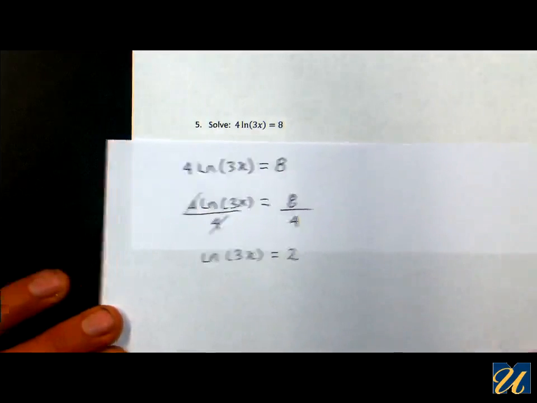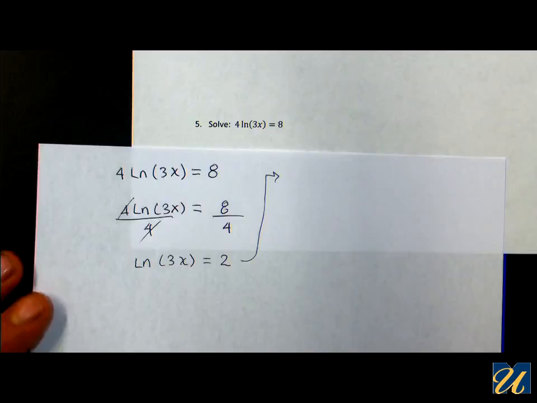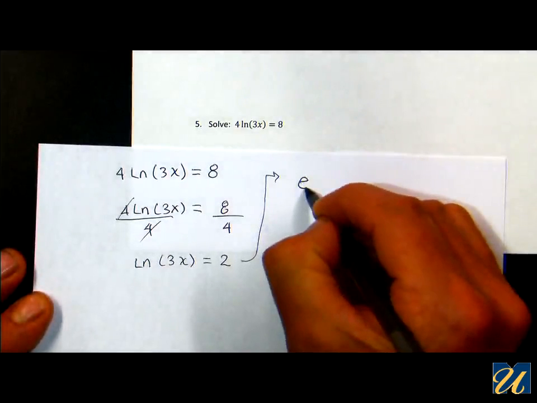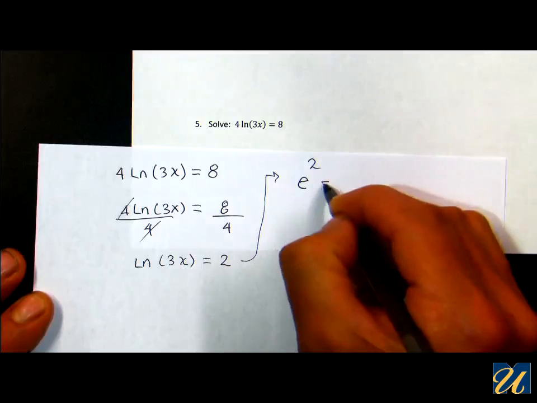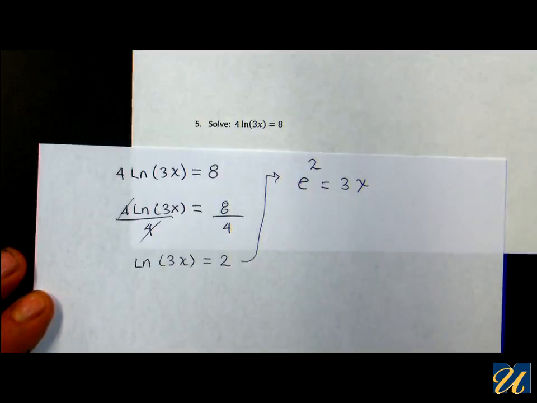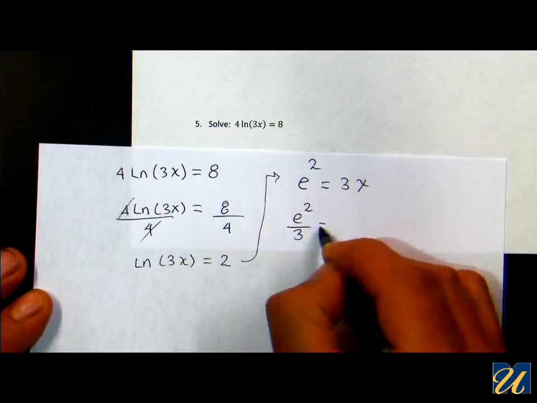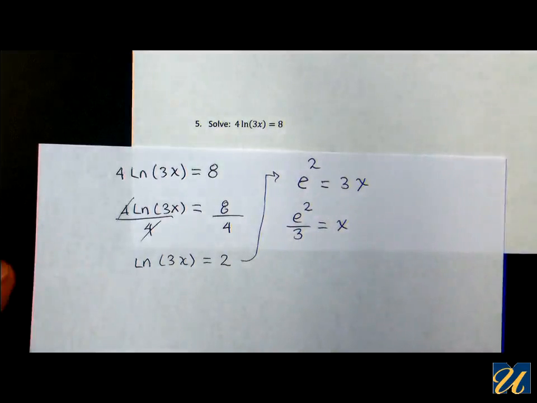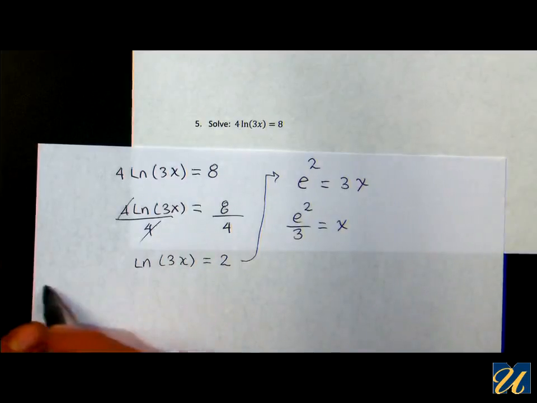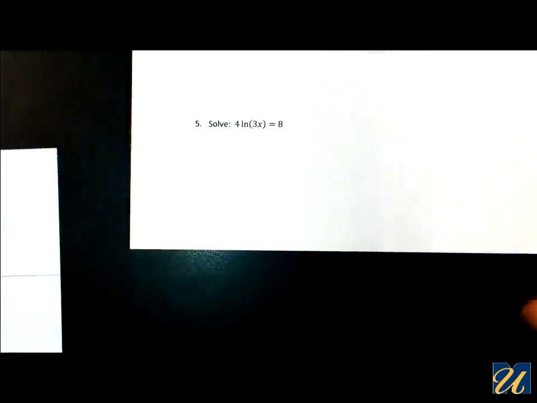Now convert to exponential form. So we'll come up here, and we'll convert to exponential form. The base, e to the power 2 equals the number 3x. Aha! So divide by 3. So e squared divided by 3 is the exact value of x that makes the original equation true. All right. Let's take a look at problem number 6.